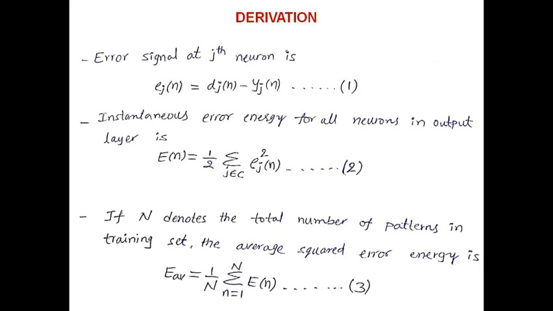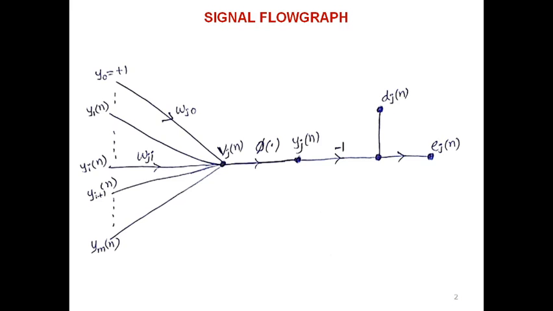For the derivation we need a few equations. Those equations are the error signal at the jth neuron. Already we have taken only one neuron, that is the jth neuron. The corresponding local induced field of the jth neuron is Vj of n. So what is Vj of n here? Vj of n is equal to Wji into the corresponding input Yi of n, summed over i. Then what is Yj of n? Yj of n is equal to the activation function phi of the local induced field Vj of n.